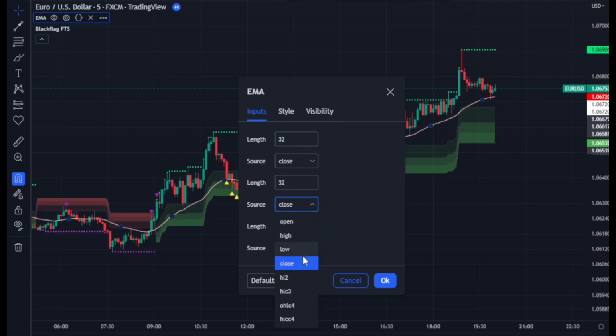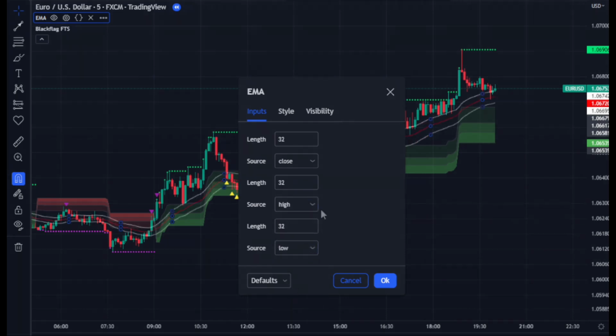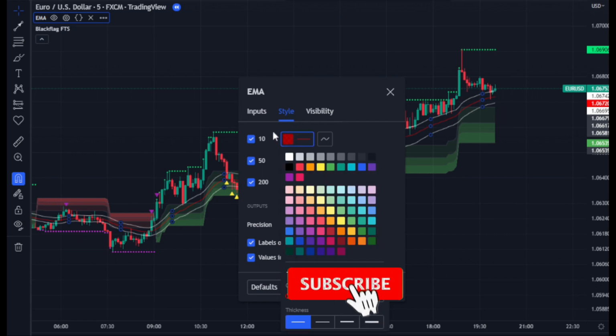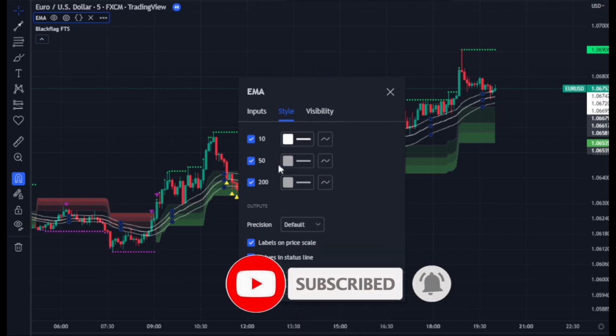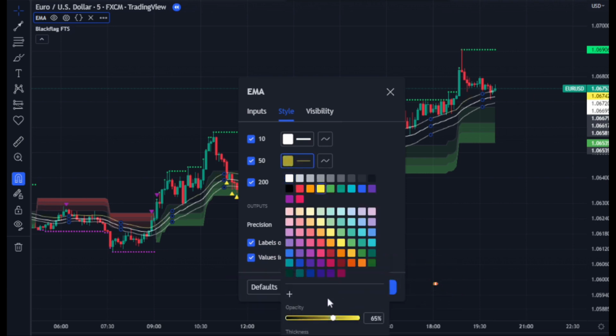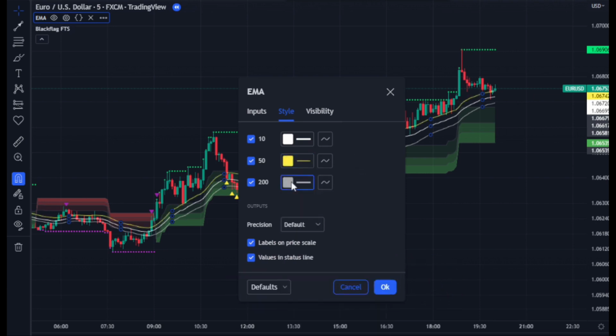The second EMA we put in high. The third EMA we put in low. Now the style. The first EMA will be white and its opacity at 100%. The second and third EMA will be yellow with 100% opacity.